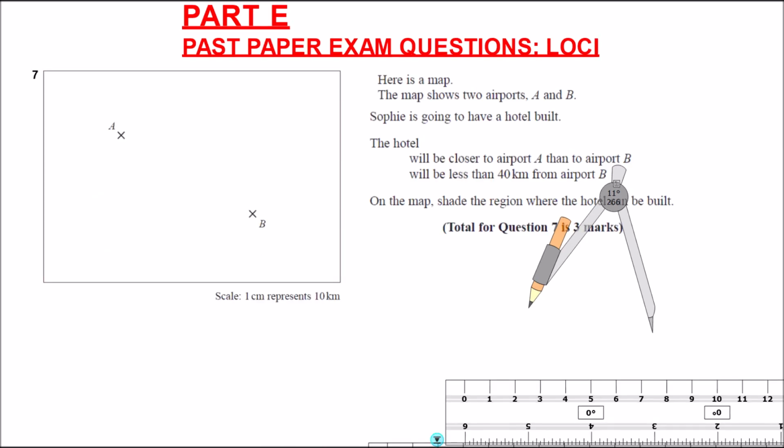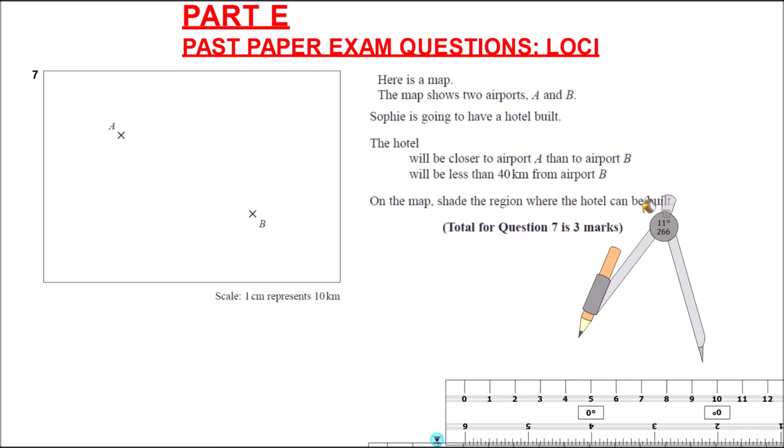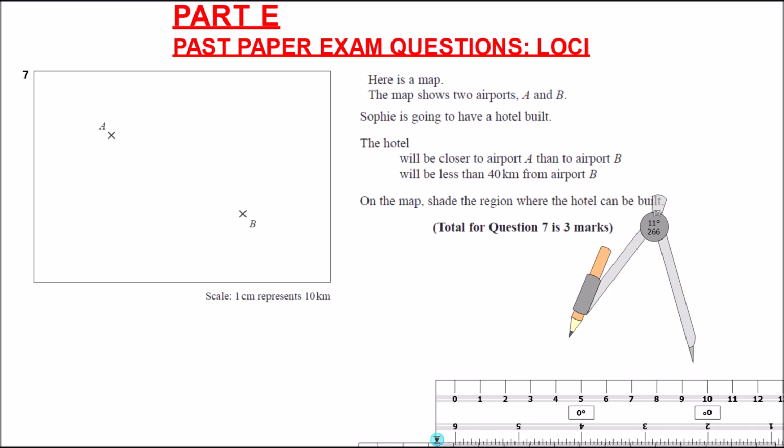Question 7, finally we have a map showing 2 airports A and B, and a hotel needs to be built somewhere within this diagram. So the hotel is going to be closer to airport A than airport B. If we're talking about distances between 2 points, what we need first of all is the perpendicular bisector of the line that joins those 2 points together. So if we do an imaginary line from A and B, we can then bisect that line.